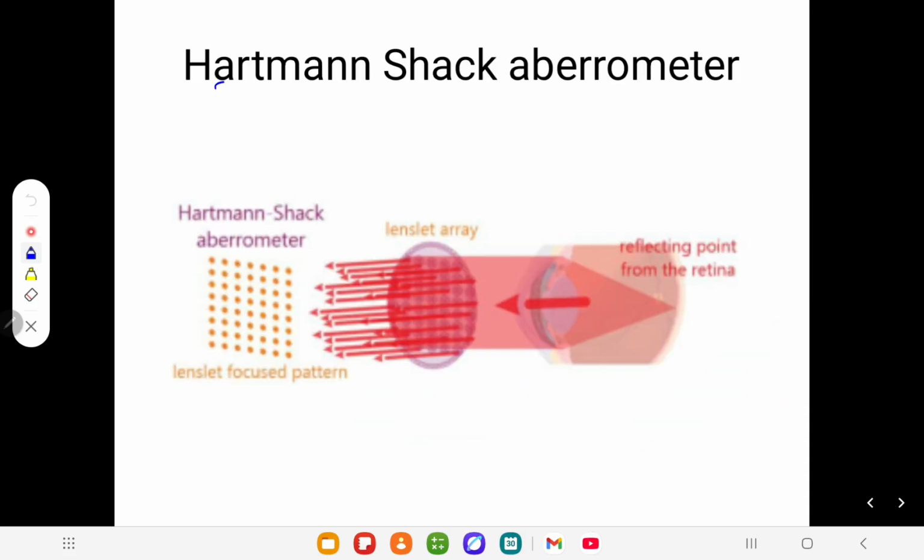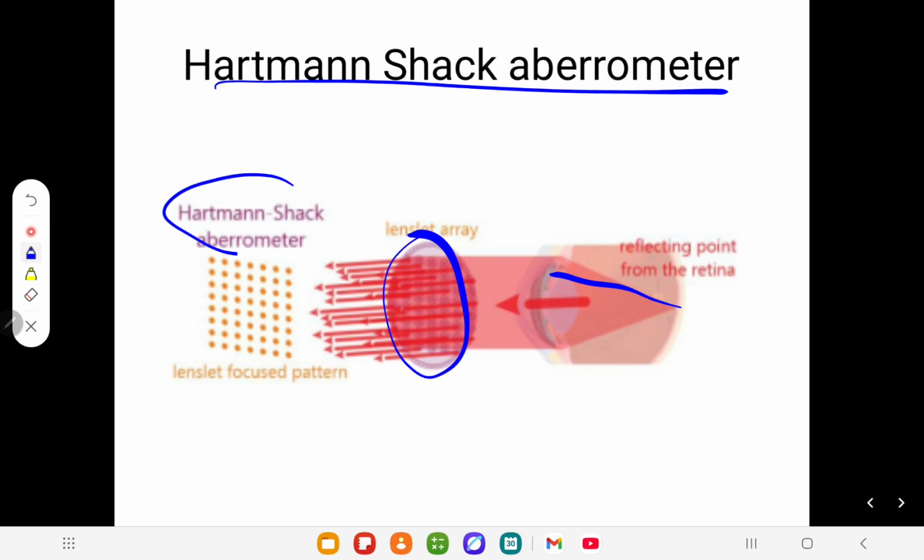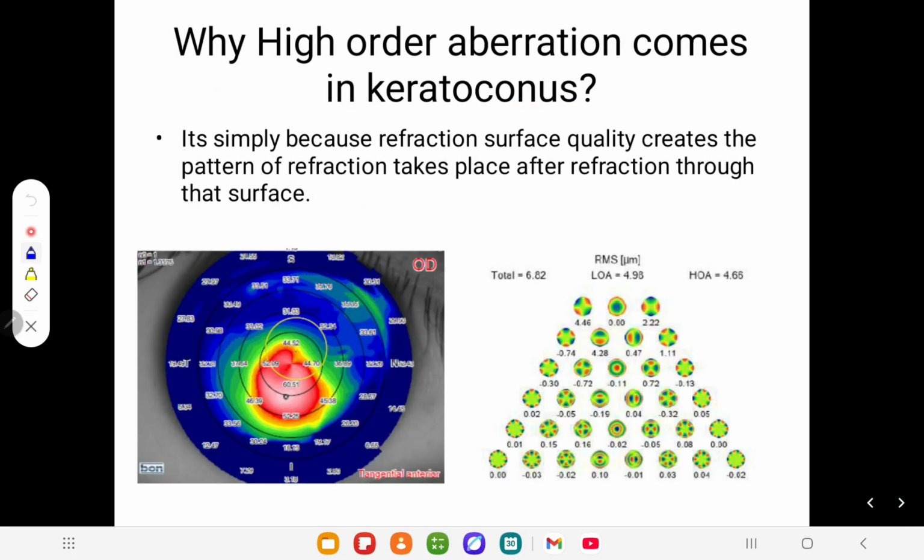So basically, Hartmann-Shack aberrometry means that light reflects from the retina and passes out through the cornea, then the small lenslets focus it, and how this lenslet focusing pattern differs from the normal grid is what is measured by Hartmann-Shack aberrometry. It's very important. Let's move directly to why higher aberration and coma are correlated.